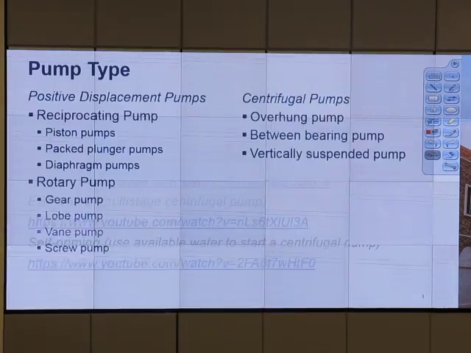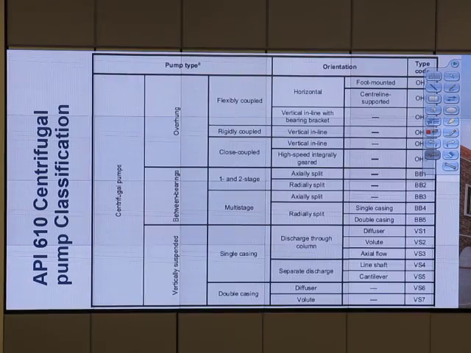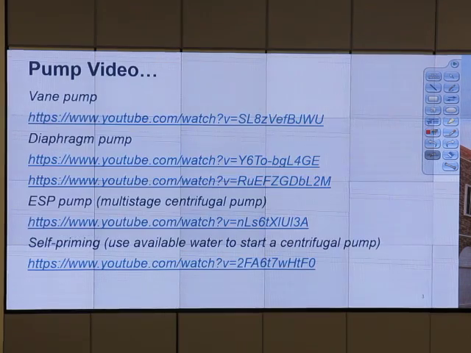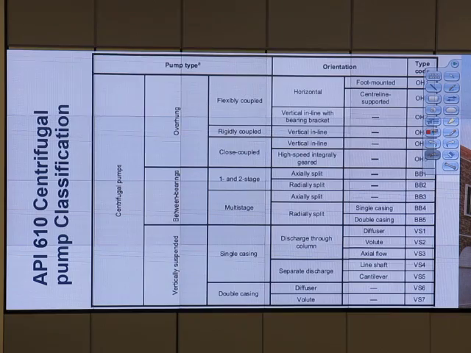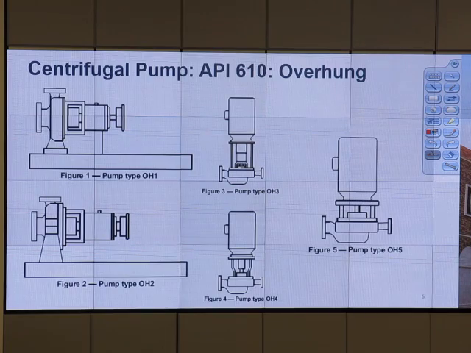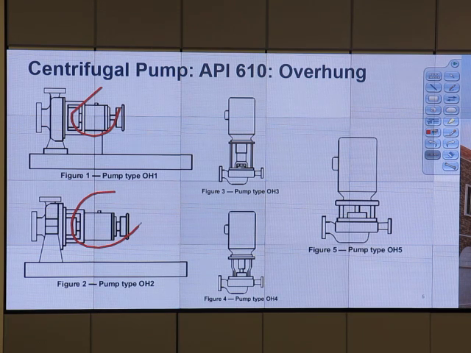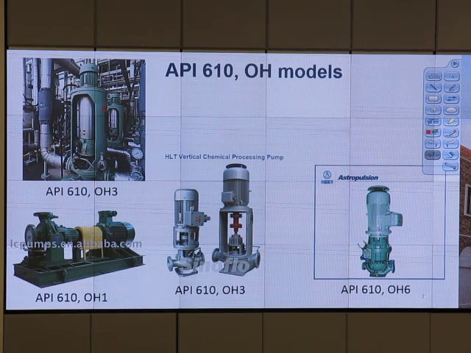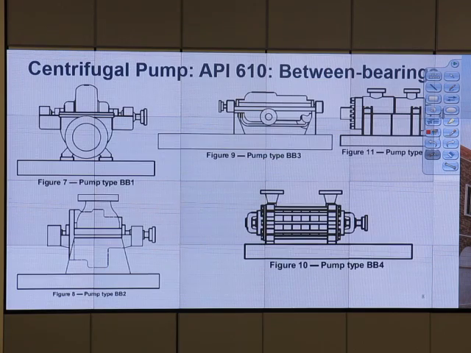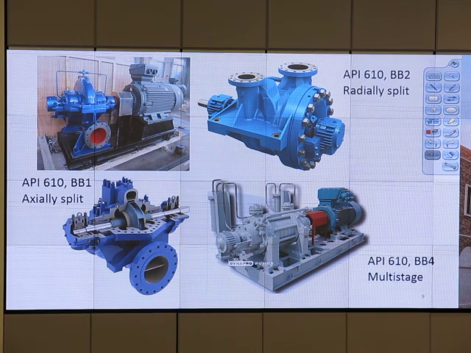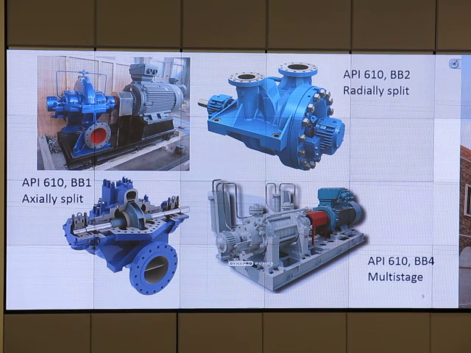There are different kinds of pump. And this second part of the lecture talks about the centrifugal pump. Okay, vertically suspended, between bearing, overhang. So it's just different types. Okay, this overhang, this part is outside. You have a vertical model, horizontal model, between bearing. So it's just different kinds of pump.